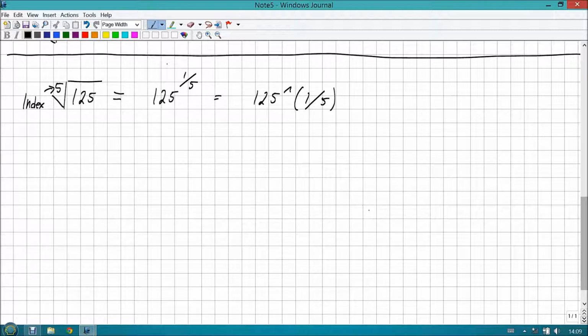And when I do that with my handy dandy calculator, I get some number. Feel free to figure out the number on your own. Anybody get it? Nope. All right, well, I'll pull out my handy dandy calculator. So I go 125 caret 1 over 5, close, enter, and I get 2.63.